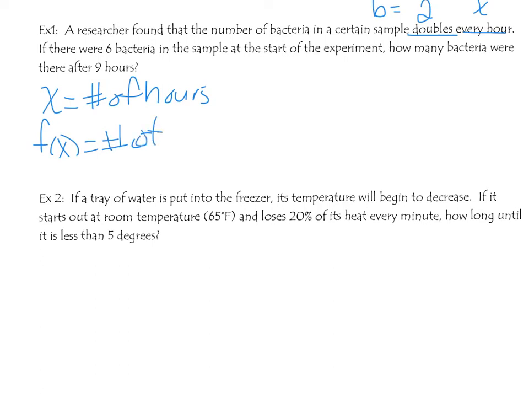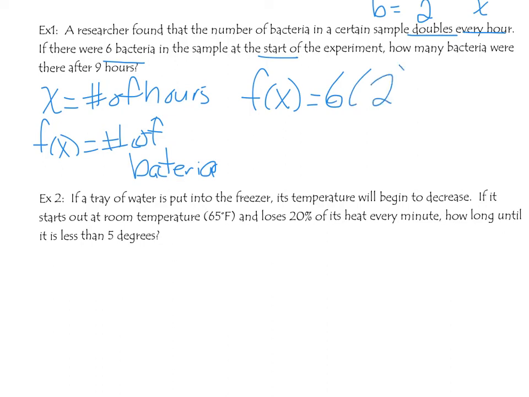And then this is a really good place, if they had said that the bacteria were in tens of thousands, you would want to put that here with it. And I'm sorry that my writing on this is so bad. My stylus is not the best. Okay, so our initial value is our a. So if there were 6 bacteria in the sample at the start, so we're starting off with 6 and we're doubling, how many bacteria will there be after 9 hours?